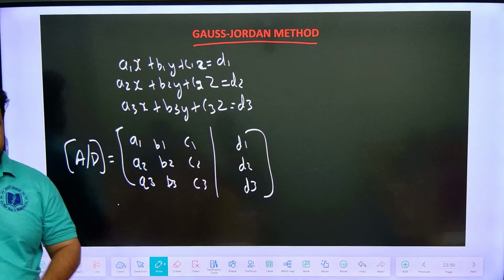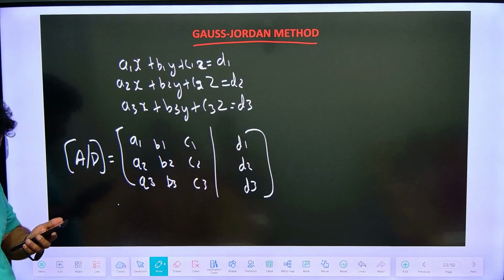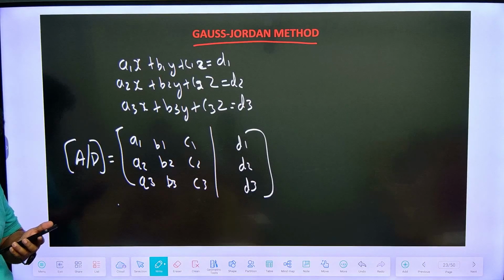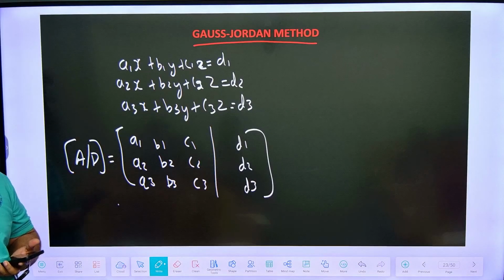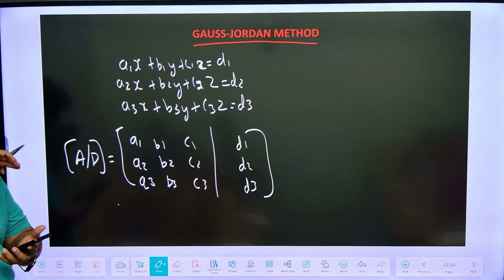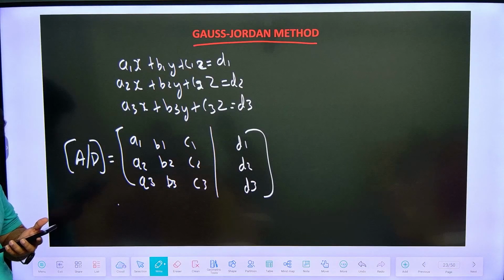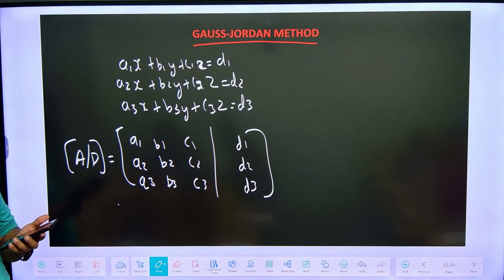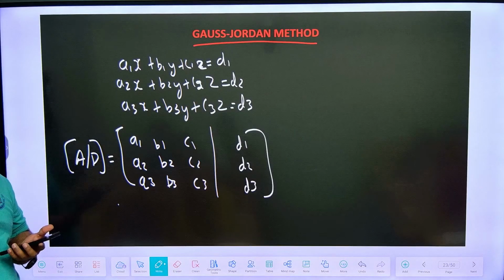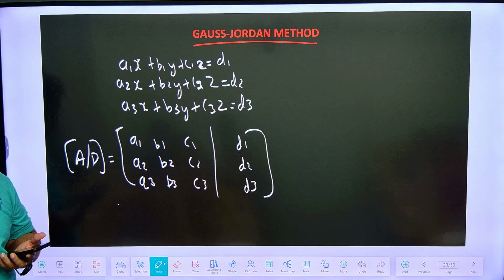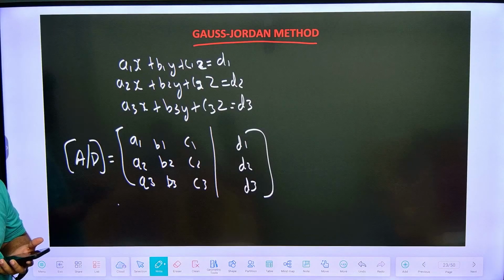Now what does this method say? Here also you should use elementary transformation only. With the Gauss-Jordan method, they will mainly ask the rank of the matrix. If I ask the rank of this AD, AD means the augmented matrix, you have to understand they are using the Gauss-Jordan method. Instead of asking the rank of A, they can ask the rank of AD.